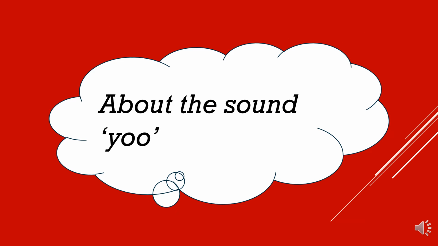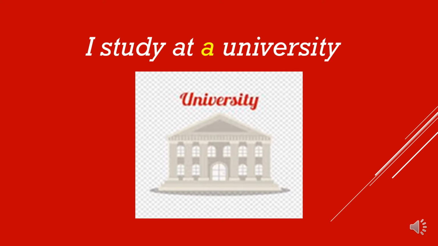Now I am going to explain the second part of this topic, articles. Students, let us learn about the sound U. Here, university. It starts with letter U and U is a vowel letter. So students, it should be an university because it is starting with letter U, which is a vowel letter. Is it correct, students?